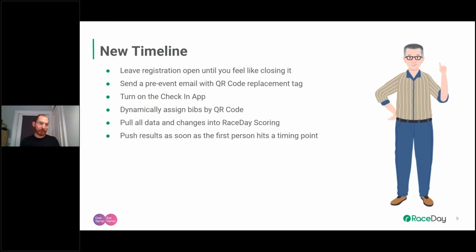So what's the new timeline? The new timeline is you leave registration open until you feel like closing it. At that point, you'll send out an email with a QR code replacement tag. We've got a lot of good videos on how you can use our email platform to do such a thing. Enable the check-in app, and then you don't even worry about assigning the bib numbers beforehand. You dynamically assign them by QR code as they register, or as they show up on that day, or as they show up to packet pickup in the days in advance. You pull all that data and changes into RaceDay scoring, or whatever scoring software your timer uses, and then you push results out as soon as participants hit a timing point.